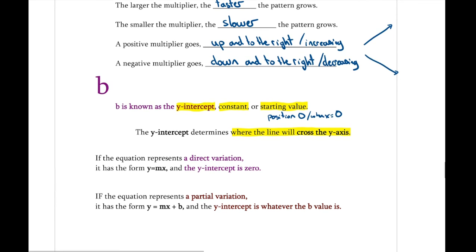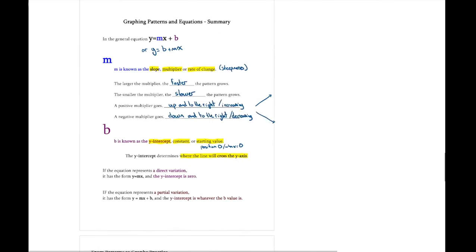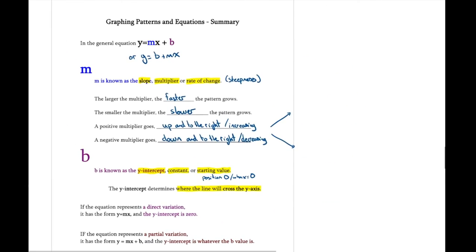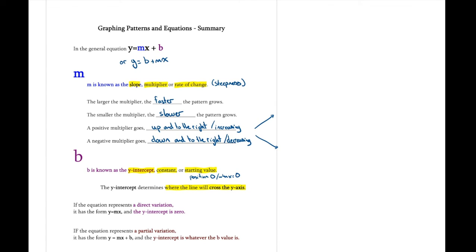So again, that was just a quick summary of graphing patterns and equations. Just going over the two key values in your general equation for a linear pattern, and what they can tell us both about the pattern itself and about the graph that we'd be looking at.